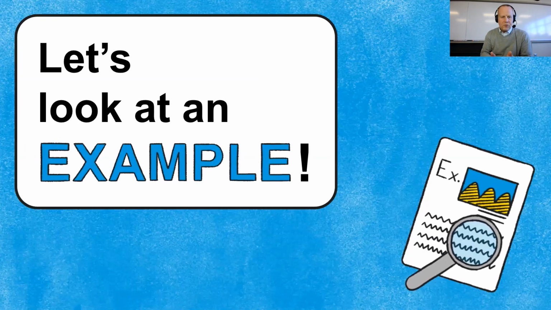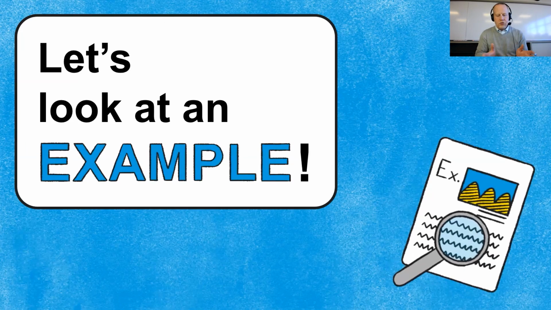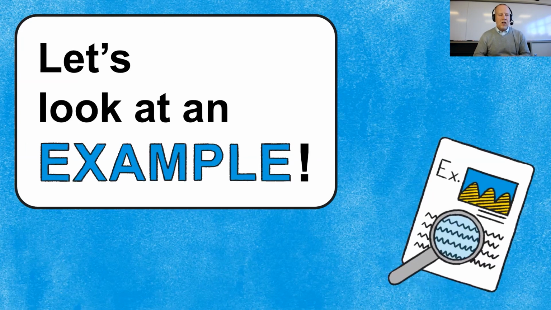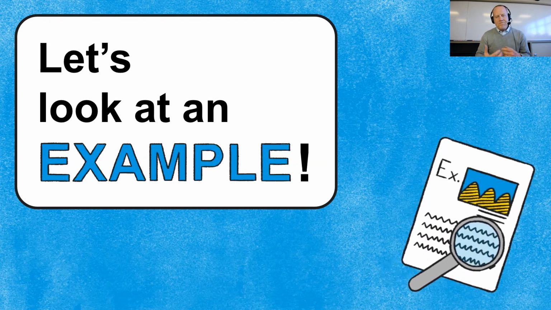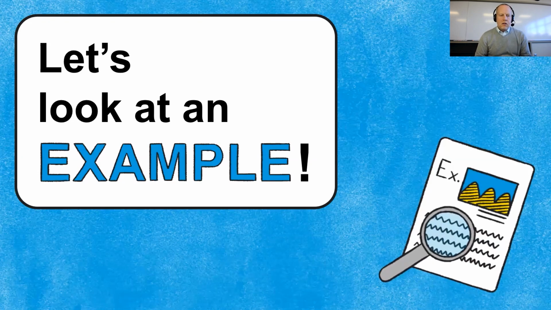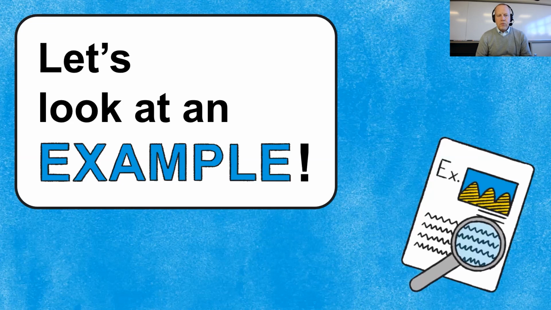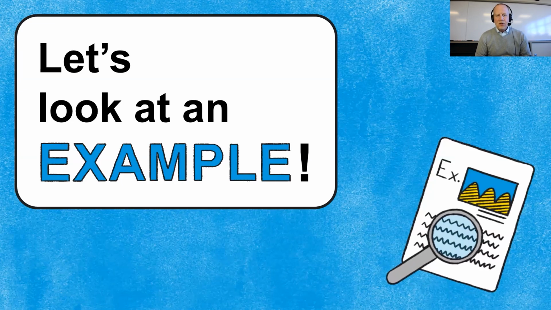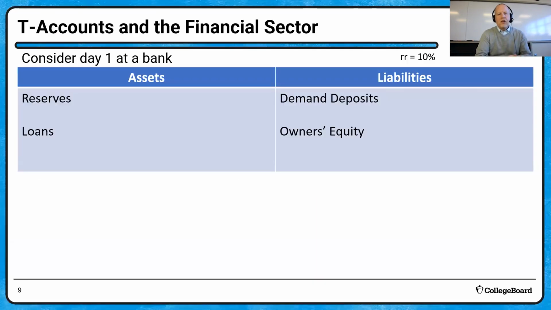Let's look at examples. This is a whole lot easier when you just get your hands dirty and start working with it. Trying to describe it, trying to define it, can be a little complicated. If we just start working through the numbers, it starts to get a whole lot more clear. So let's look at an example. Let's say you're opening a bank. Today is day one at your new bank. At your new bank, we have a reserve requirement of 10% as set by the central bank. Let's just start with that assumption. Right here, we have an empty T account. Nothing's going on.